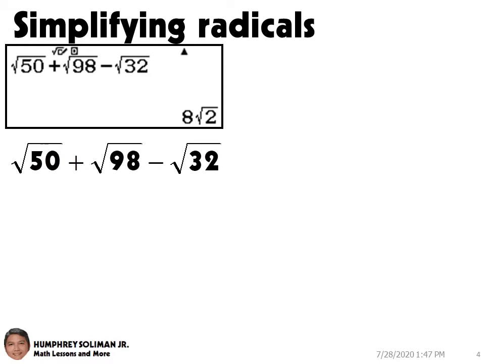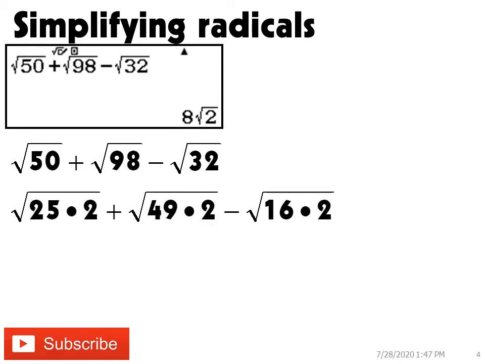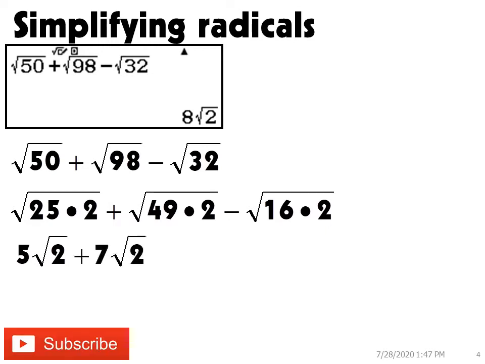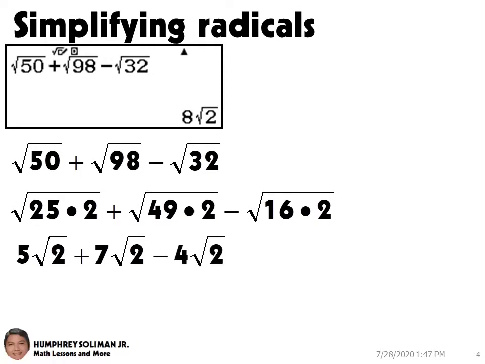We can rewrite 50 as 25 times 2, 98 as 49 times 2, and 32 as 16 times 2. Now, the square root of 25 is 5, so we can put it outside the square root. And the square root of 49 is 7, so we can put it outside the square root. Also, the square root of 16 is 4, so we can put it outside the square root.